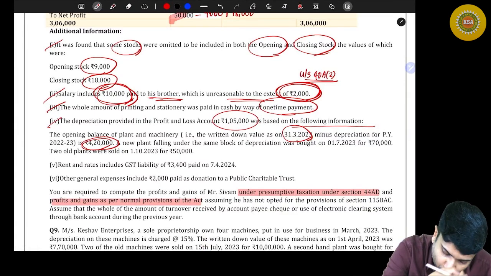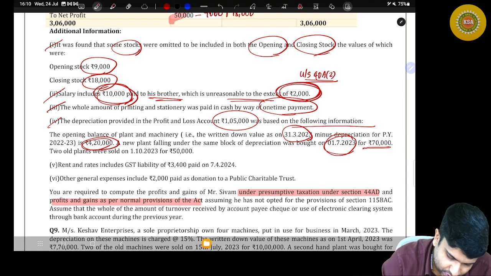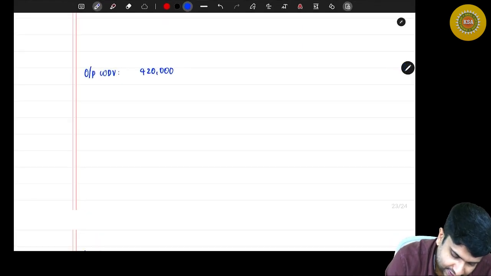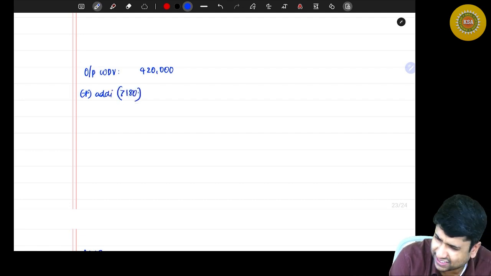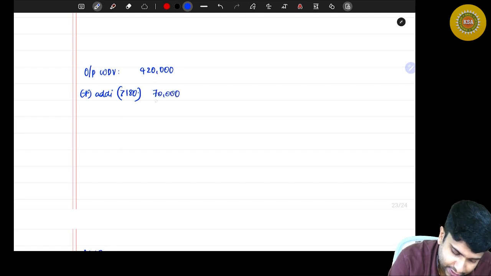Now, a new plant falling under the same block of depreciation was bought on 1/7/2023 for 70,000. So you bought another new plant. So there is an addition, which is more than 180 days, not less than, more than 180 days. And how much is the addition? 70,000 is the addition. So total will be 4,90,000.